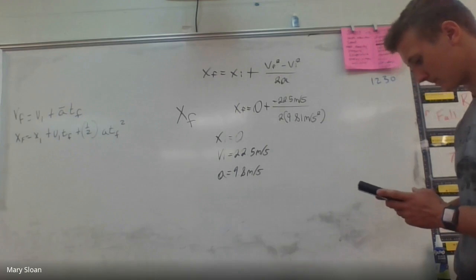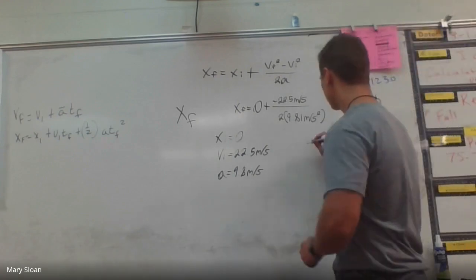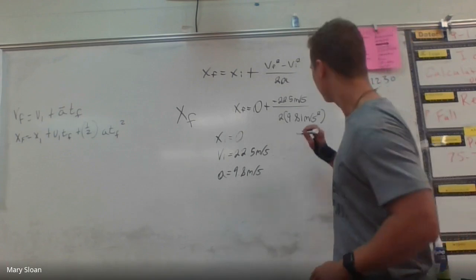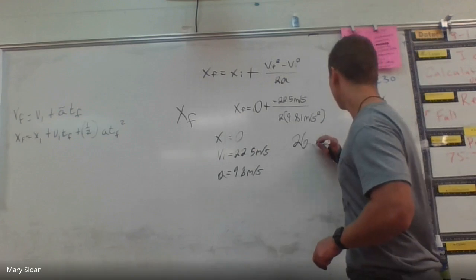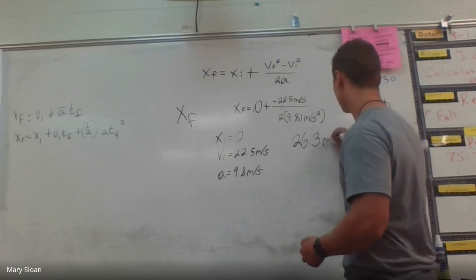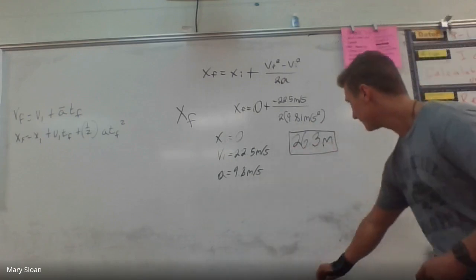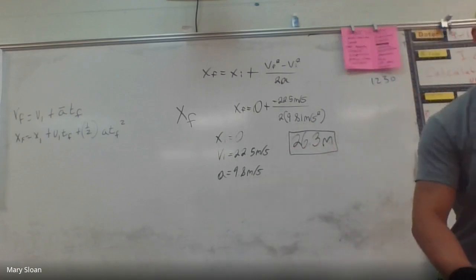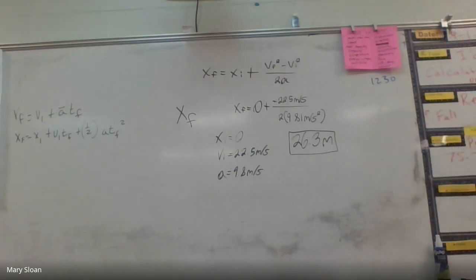He went in, we wrote down all the variables that we had. He looked in his little ISM book and he found the equation that would fit. And we're looking for position, final position, so it just would be meters. So the answer is 26.3 meters. Thank you, sir. That was beautiful.